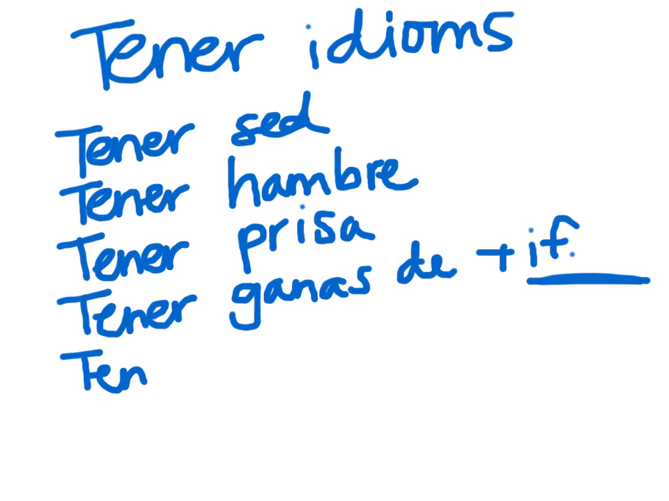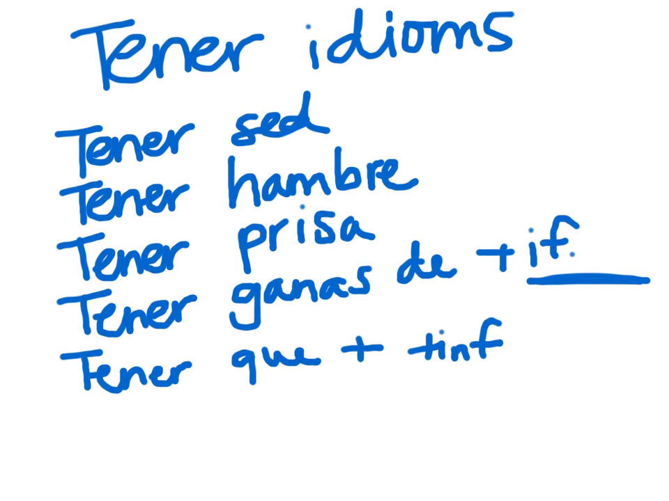And then tener que, plus infinitive, to say what you have to do. Like, yo tengo que bailar, I have to dance. Okay, tener sed, tener hambre, tener prisa, tener ganas de plus infinitive, tener que plus infinitive. We need to know these. We're going to be learning some more tener expressions later on in the year, and we need to really have a good grasp of these 5.